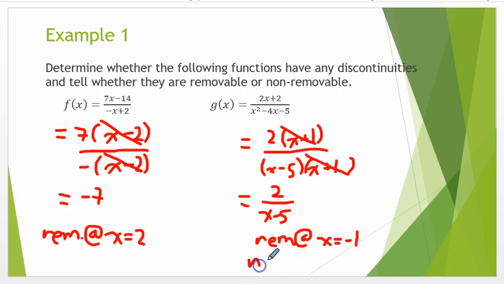The non-removable discontinuity is the one that can't be canceled out. So the non-removable discontinuity is at x equals +5, because if x equaled 5, then this other factor, x minus 5, would equal 0. So this one had two discontinuities. It has both a removable, which is sometimes called a hole in the graph, and a non-removable, which is usually an asymptote in the graph.